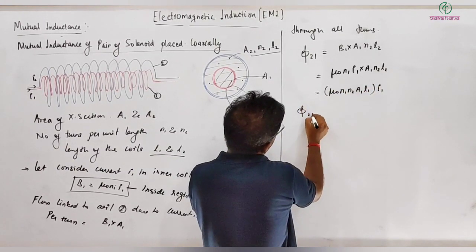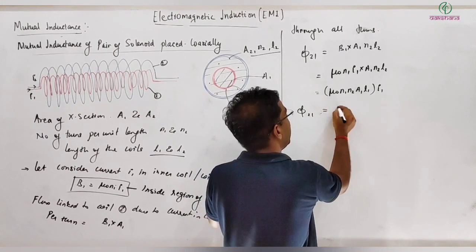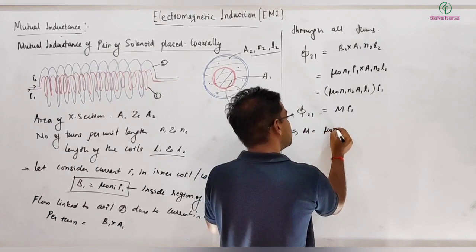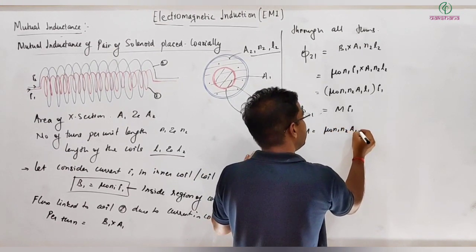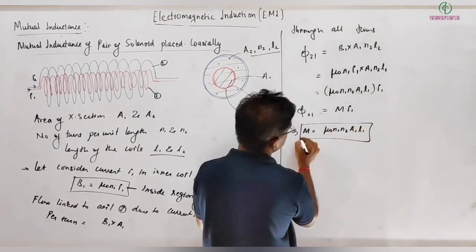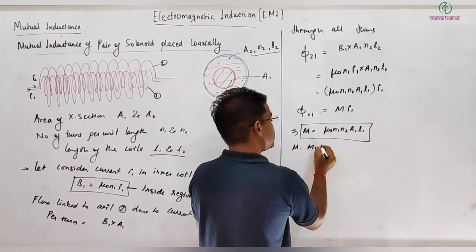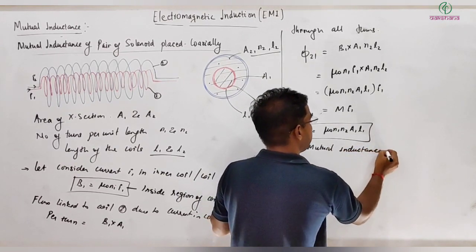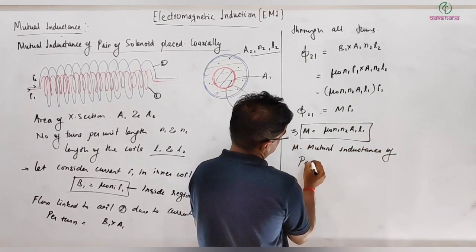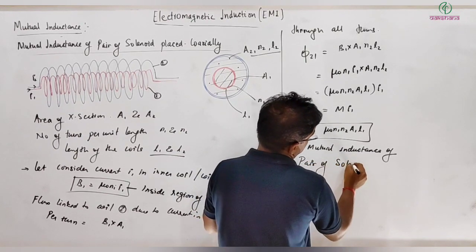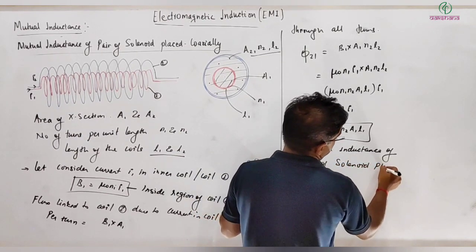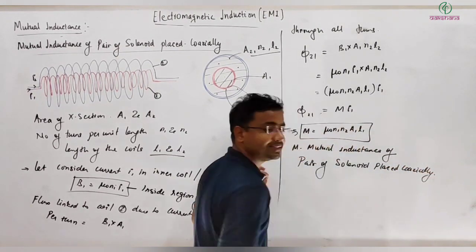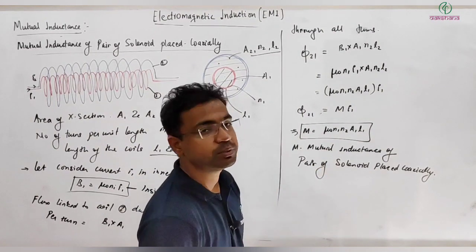If I compare phi 2 directly proportional to this, it is M into I1, this implies M is equal to mu naught N1 N2 A1 L. This is the mutual inductance of a pair of solenoids placed coaxially. Okay, so this is mutual inductance.